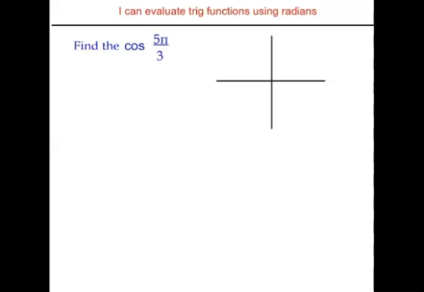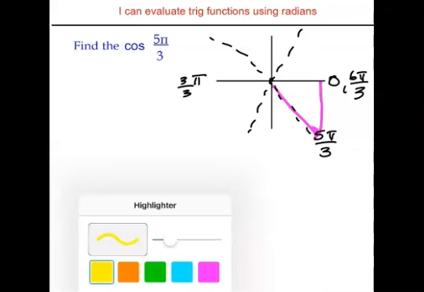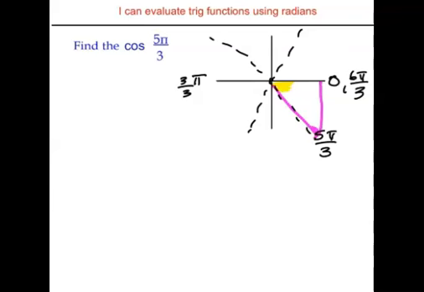5/3. So let's think in thirds. 0. So if we go 1/3, 2/3, 3/3, 4/3, 5/3, and 6/3. I'm going to write it as 6/3. But this is the angle. I'm going to go straight up. And what I want to find is this angle here. What is my reference angle? So how far is it from 6/3 to 5/3, which is pi over 3? So that's my reference angle.